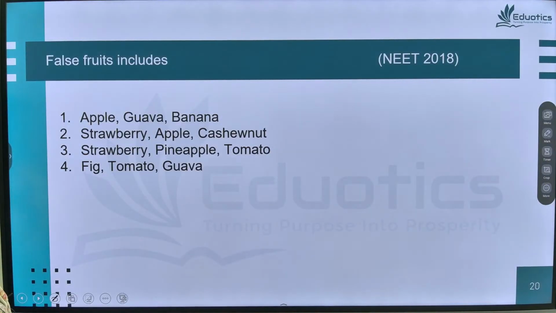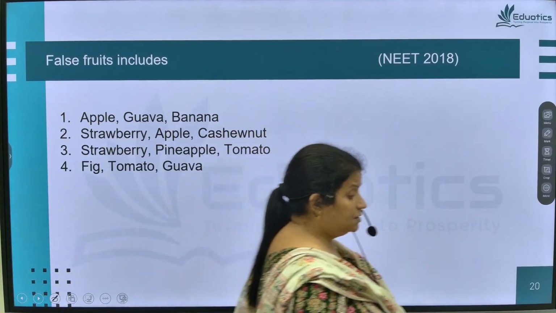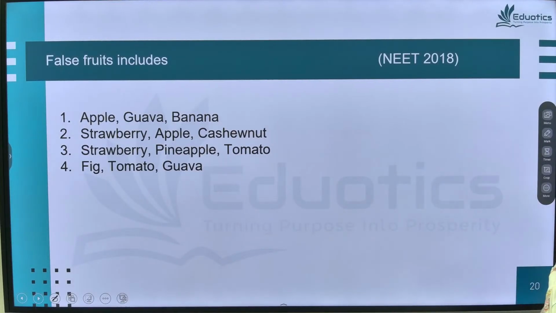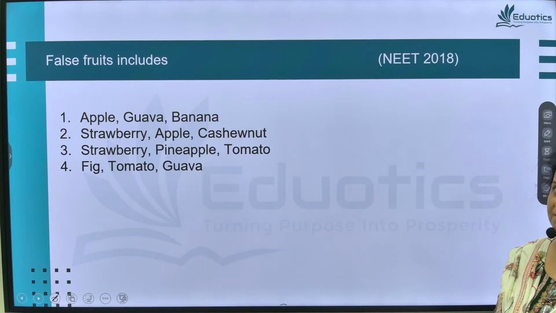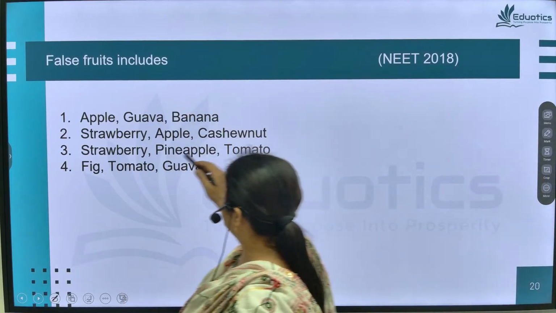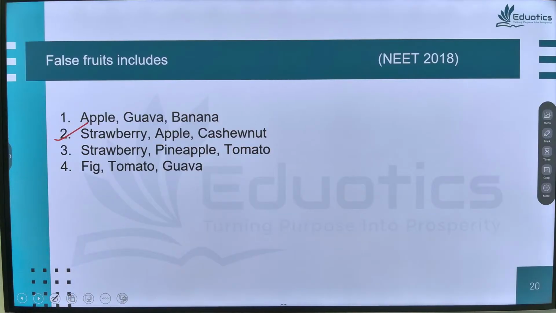False fruits. False fruits are the fruits in which the part which is edible also involves a part of the flower other than the ovary. When the edible part develops only from the ovary, then we say it is a true fruit. And when the edible part develops from parts other than the ovary also, then we call it a false fruit. And of course the examples are strawberry, apple and cashew nut.